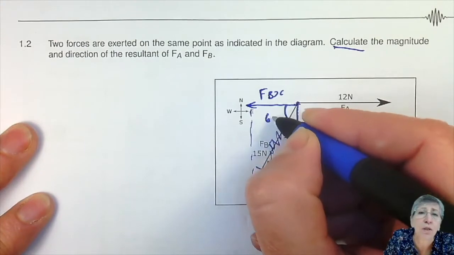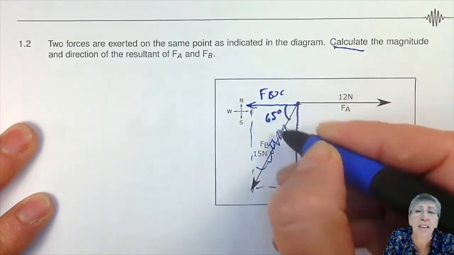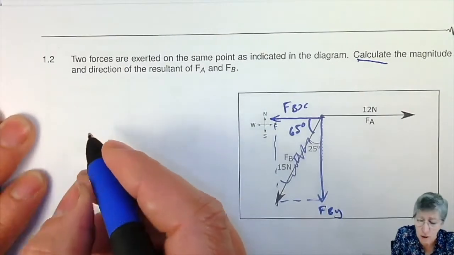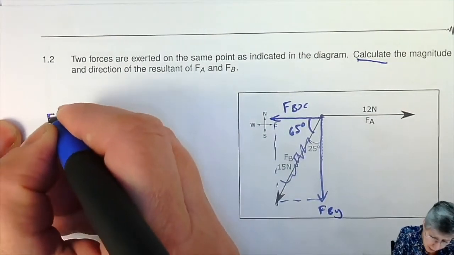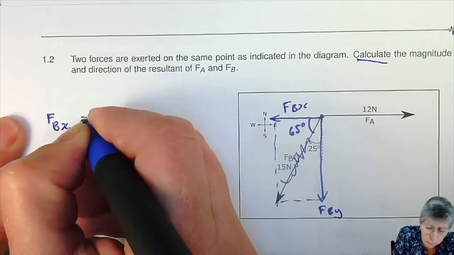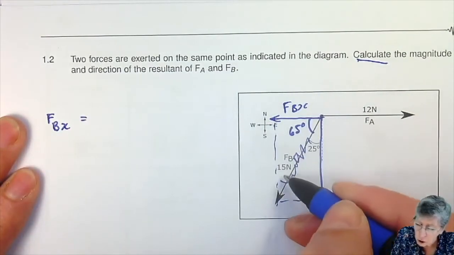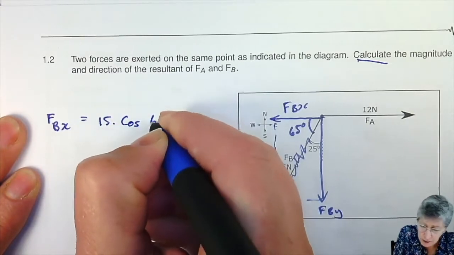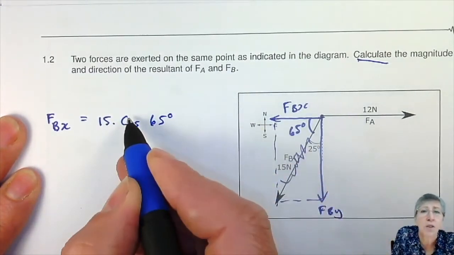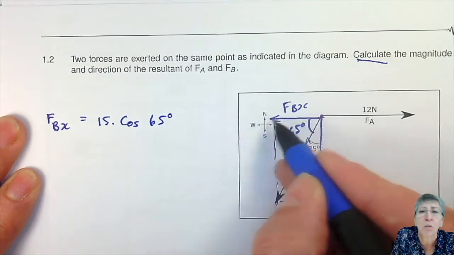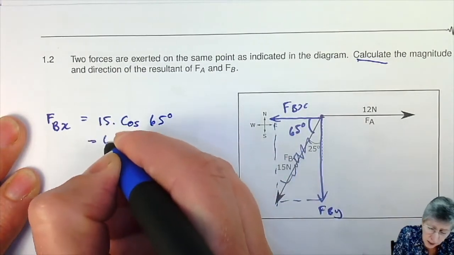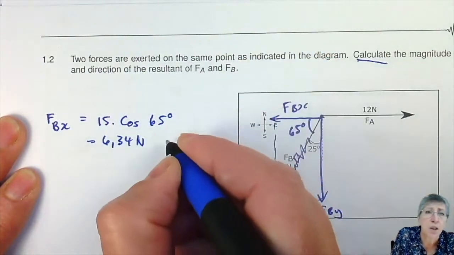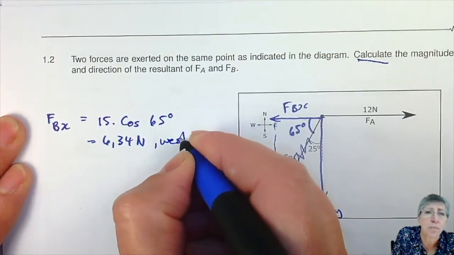So I'm going to take 90 and take off 25, and I end up with 65 for that one. That will make it easy for me to know that the x component is going to be the whole force, 15 times cos 65, and I can use cos because I'm using the angle with the horizontal, right? And that's going to give me 6,34 Newton, and that is now towards the west.